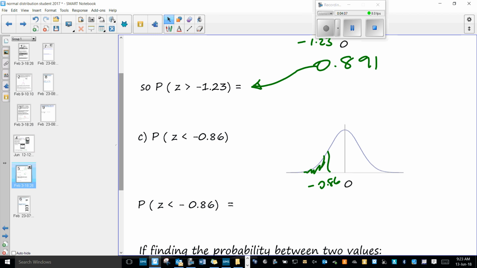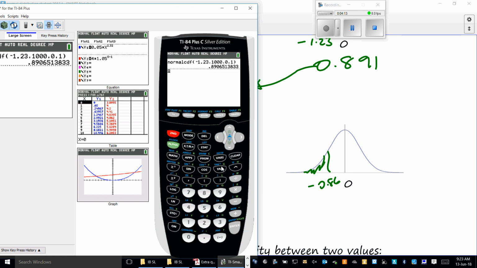And we get our calculators. And we go to distribution. And what are we going to put for our lower? Be careful. Negative 1,000. Remember? Because our lower is now far left. Our upper, what are we going to put? Negative 0.86. And our answer here is 0.195.